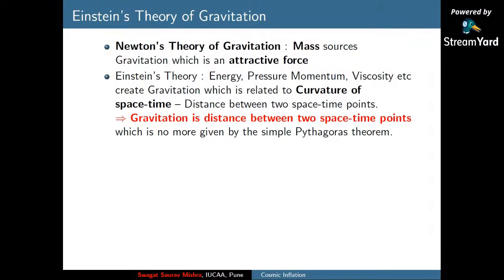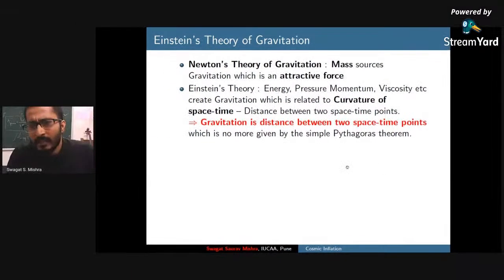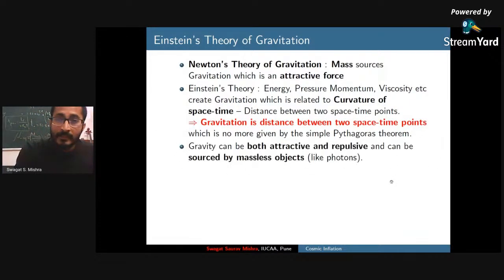The Sun is not pulling Earth. The Sun is just bending the space. And in the bent space, an ellipse is really a shortest path. Okay. So it has to do with distance between 2 space-time points. And distance between 2 space-time points is no more given by your good old Pythagoras theorem. The second thing, which is interesting about Einstein's theory, is that gravity can be both attractive and repulsive. So it's not just always attracts, it can be repulsive also, which we'll see. And in fact, this is a theme of our talk, that gravity can be repulsive. And gravity can be sourced by massless objects, because all you need is energy, mass is not necessary. So photons can create gravity. Fantastic.